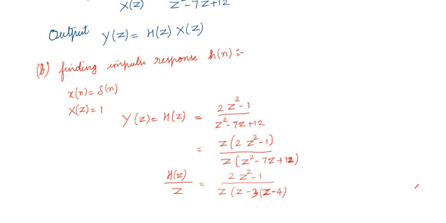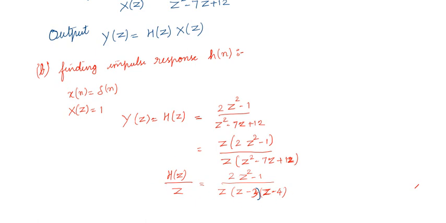We have to multiply numerator and denominator by z, because we'll see later why we are doing that. Then I factorize this: z square minus 7z plus 12 can be factorized as z minus 3 into z minus 4. So bring this z to the left side, so H of z by z is equal to this term.